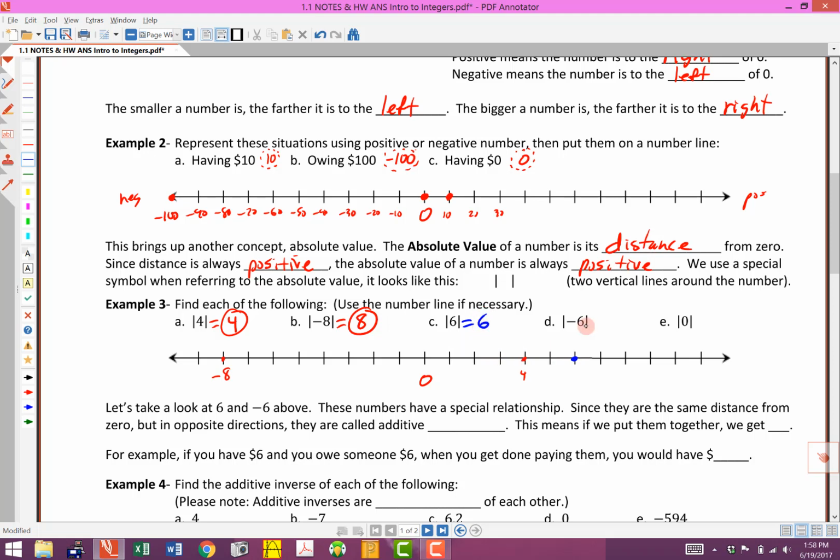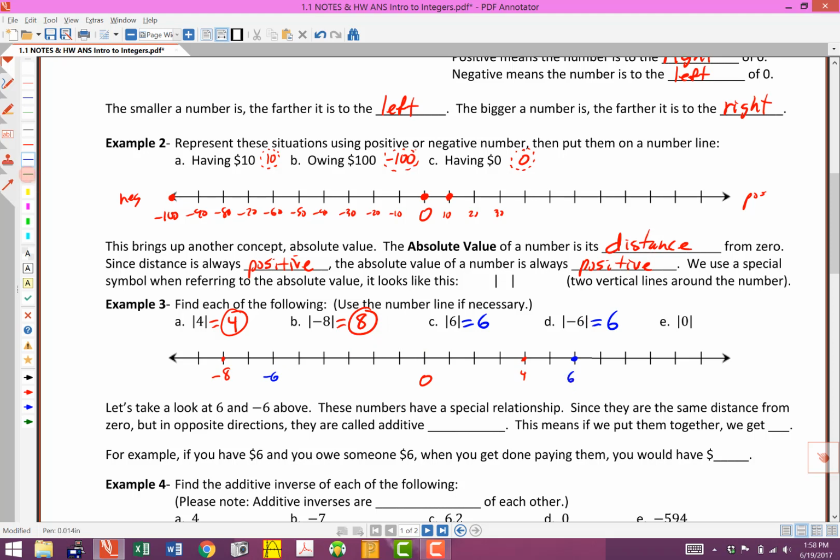I'm going to do the same thing with this one. Negative 6 would be right here. And we're going to count. And again, it doesn't matter which way we count. We're just talking about the distance. 1, 2, 3, 4, 5, 6 units from 0. So the answer on both of those is 6. Okay, so we're in good shape there.